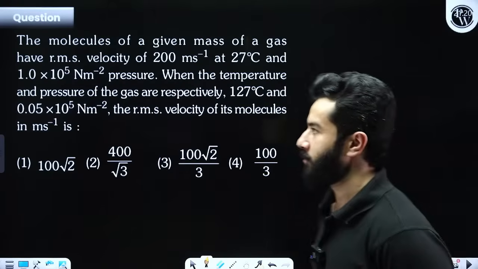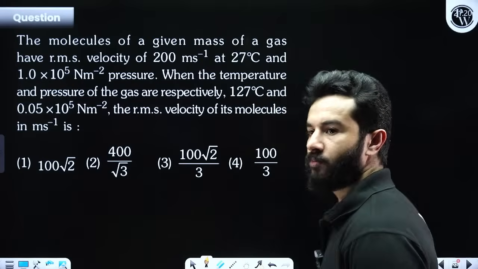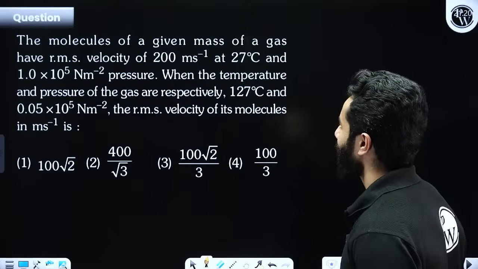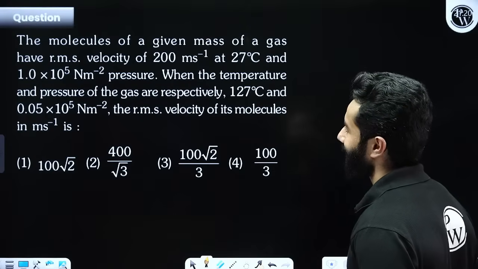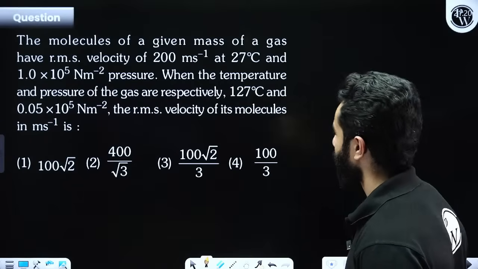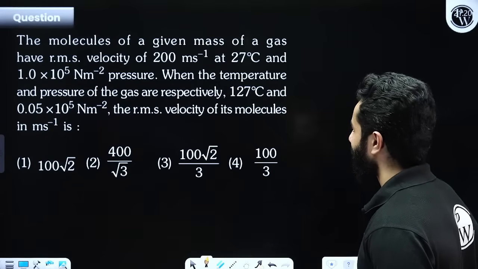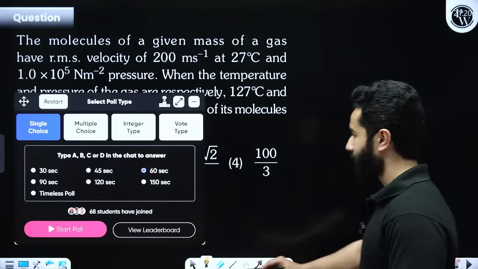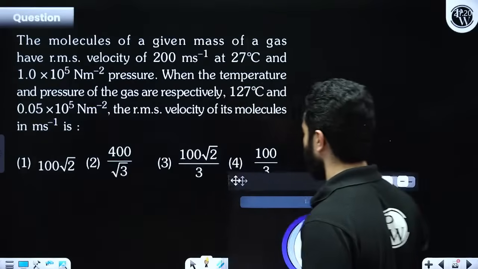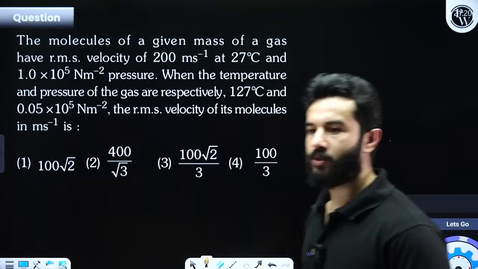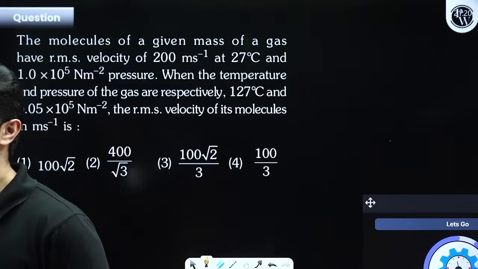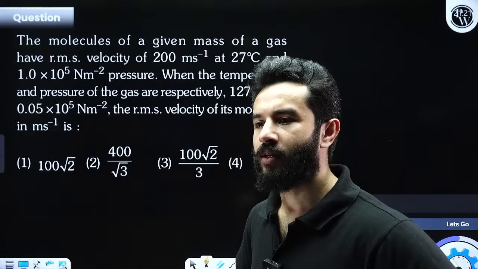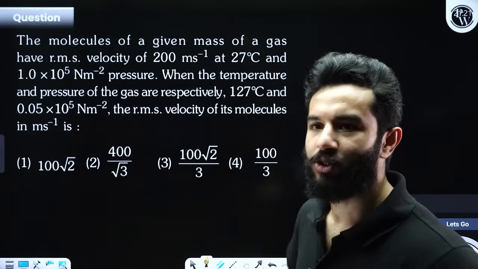Let's see this particular problem. The molecules of a given mass of a gas have RMS velocity 200 meter per second at 27 degrees Celsius and this pressure. When the temperature of the gas is 127, what is the RMS velocity? Okay, let's solve this question. 60 seconds. Come on. If you have any doubt, please ask me. Come on, let's solve this particular problem.